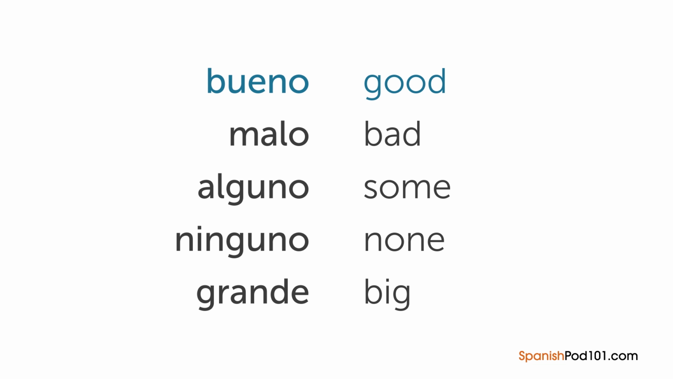Bueno, meaning good, becomes buen. Malo, meaning bad, becomes mal. Alguno, meaning some, becomes algún. Ninguno, meaning none, becomes ningún. And grande, meaning big, becomes gran. Let's go through some examples so you can learn how to use the shortened forms of these Spanish adjectives.